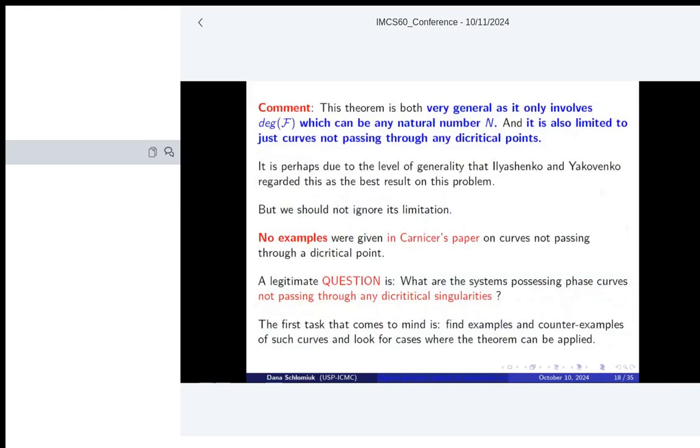Now we can comment that the theorem is both very general because it only involves the degree of F, which can be any number, and it is also very limited because we take just curves not passing through any dicritical points. It is perhaps due to the generality that Ilyashenko and Diakovenko regarded this as the best result of this problem. But we should not ignore its limitations. Now, in the paper of Cairns in Annals of Mathematics, no examples were given. And the first legitimate question which comes to mind is, what are the systems possessing phase curves not passing through any dicritical singularity? So we have to find some examples and perhaps a counter-example.